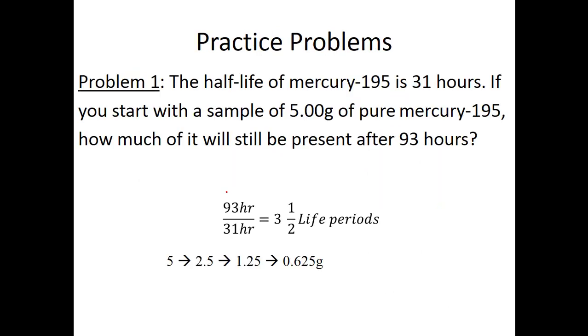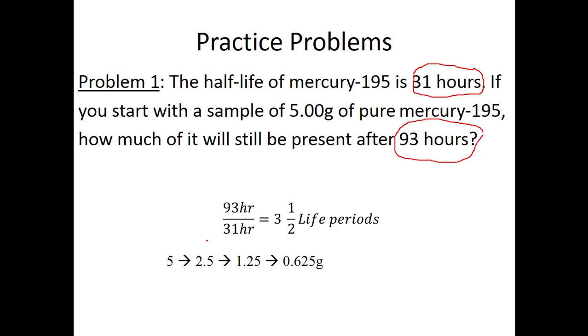Looking at a sample problem. The half-life of mercury-195 is 31 hours. If you start with a sample of 5 grams of pure mercury-195, how much will still be present after 93 hours? The big focus point here is the total amount of time and the duration of the half-life, which was given to us nicely in the question. We didn't have to look at Table N. So I take my total time, 93 hours, and divide it by my half-life duration, and I know that I went through 3 half-life periods.